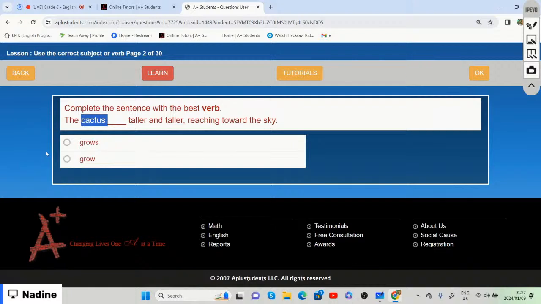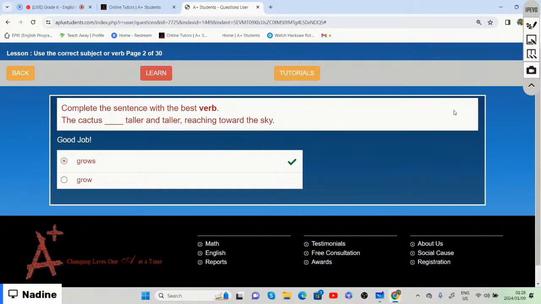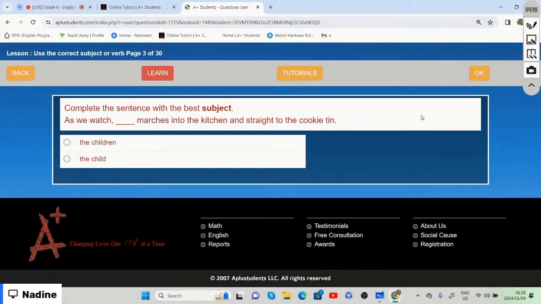All right, so if we choose the correct or the best verb, since the cactus is a singular subject, we are going to use a singular verb, which is grows taller and taller, reaching towards the sky. Because we said that with a singular subject, we use a singular verb that ends with S, ES, or IES. So grows is the correct one.